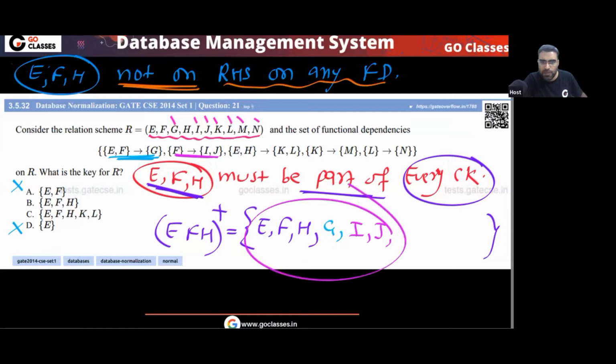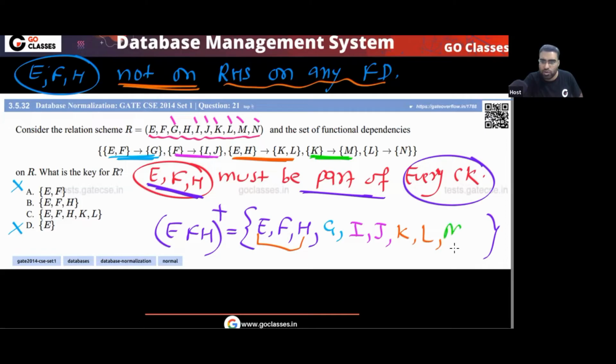Now these, EF, GH, IJ, what can they give you? You can see EH can give you KL. Look at this EH. This can give you KL. What else? Now you got KL. Remember, K can give you M. So you got M also. Remember, L can give you N. So you got N also.